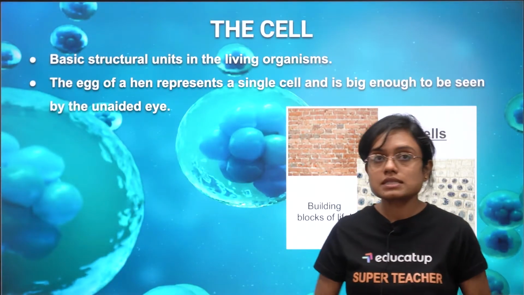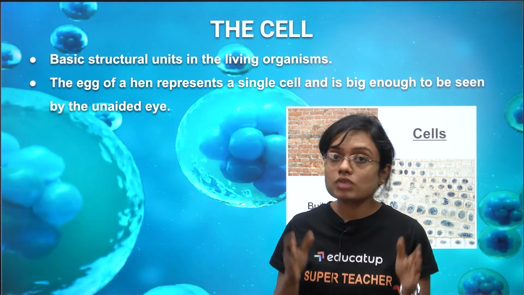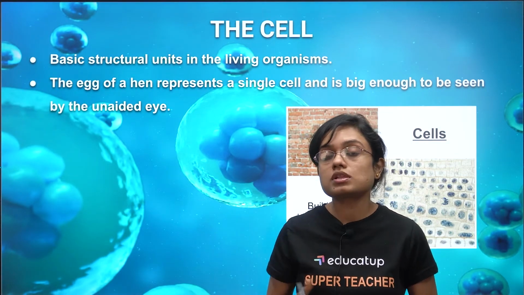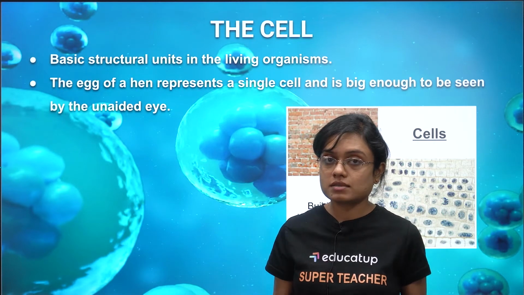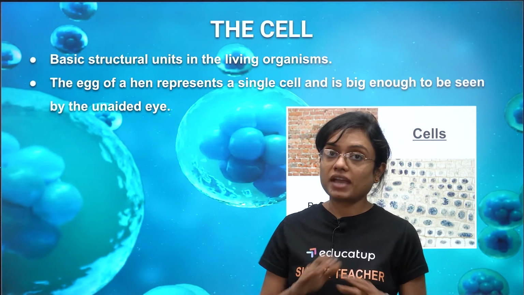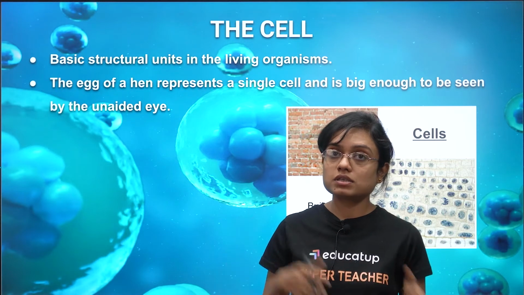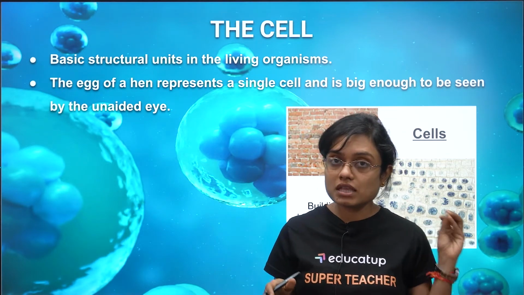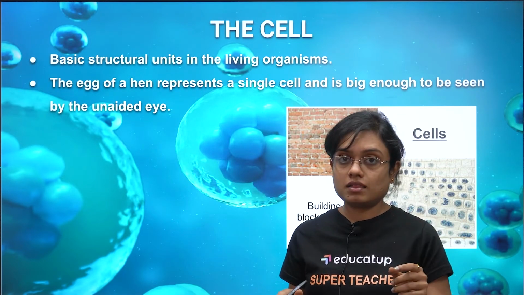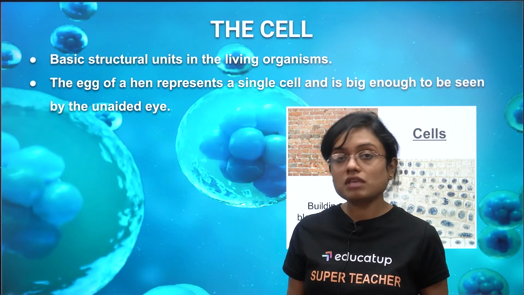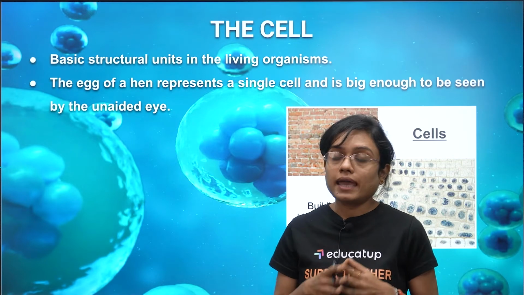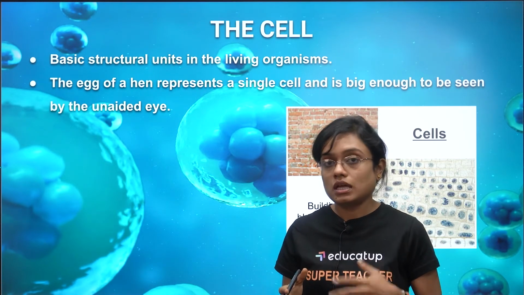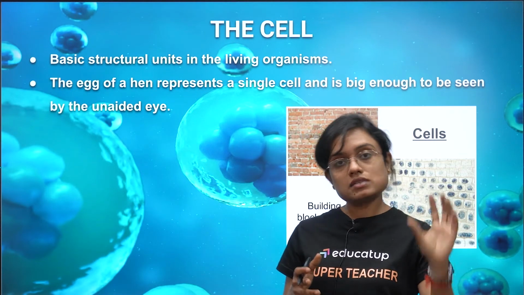Now, what is the cell? Cell is the basic structural and functional unit of life. Cell is the basic structural unit of all living organisms. Any living organism of any size, plants, animals, birds, insects, human beings, aquatic plants, aquatic animals, every living organism is made up of cells. The egg of a hen represents a single cell and is big enough to be seen. The egg you all have seen is also a cell.